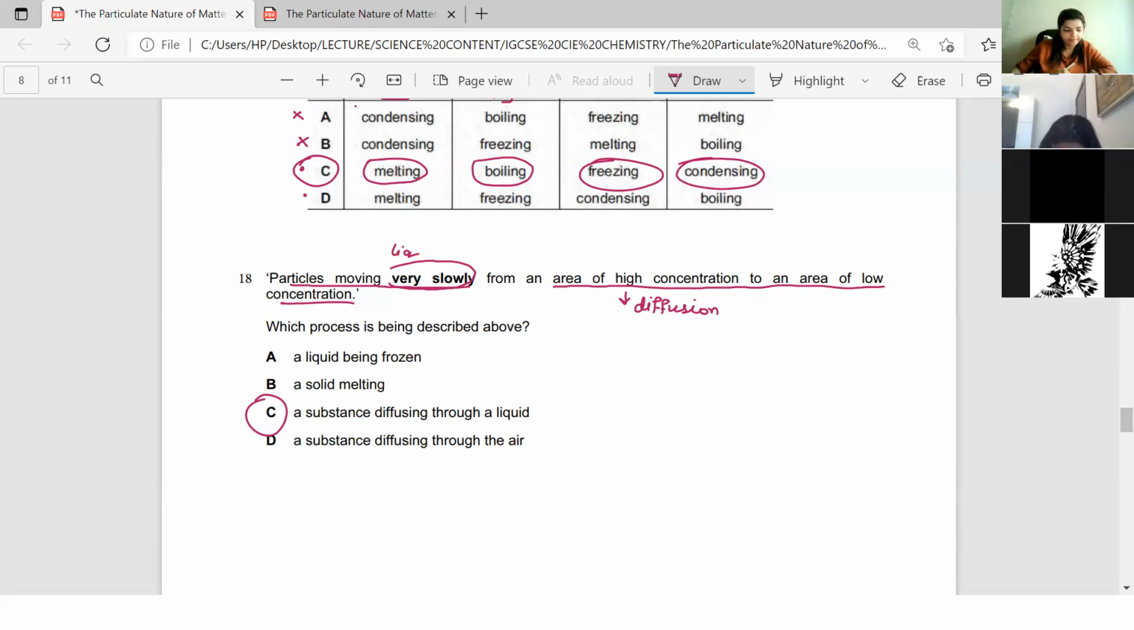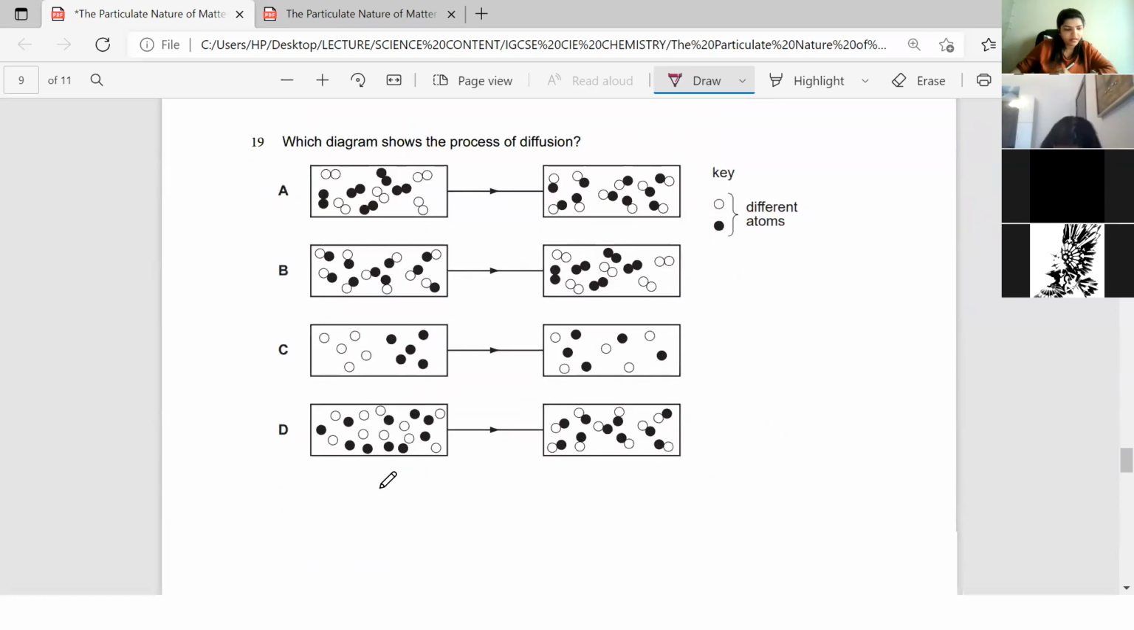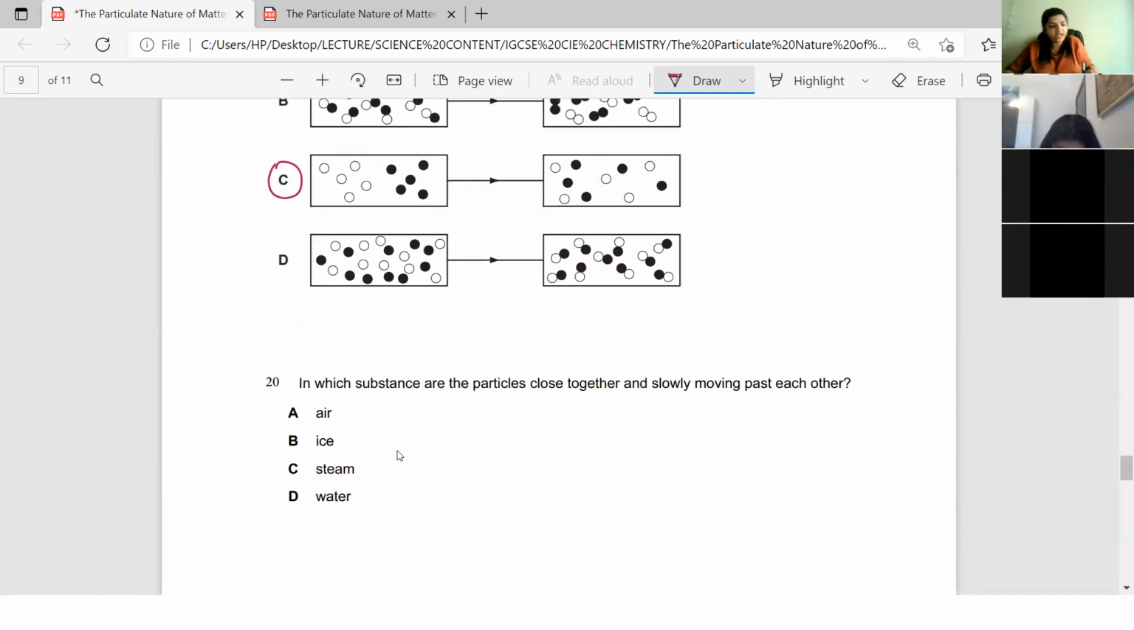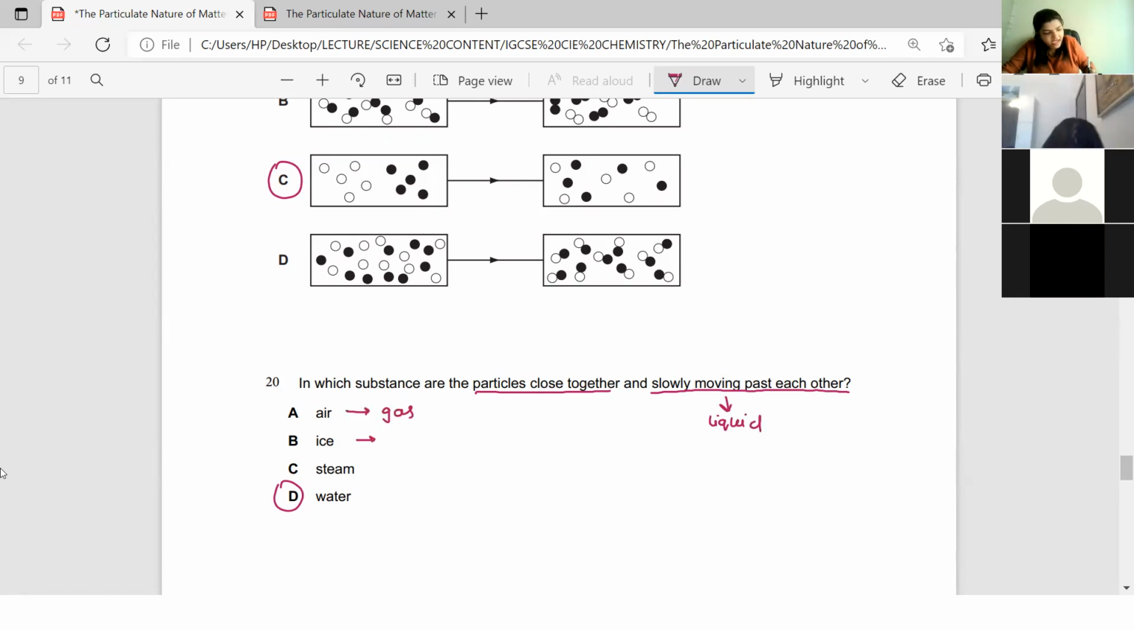Okay, next, Nafisa. Which diagram shows the process of diffusion? C. Yes, it is C, where the intermixing of particles takes place. That's correct. Nesden, 20th. In which substance are the particles close together and slowly moving past each other? Water, miss. Yes, that's correct. Because particles close together and slowly moving means it has to be liquid. So air is gas, ice is solid, steam is gas, and water is liquid.